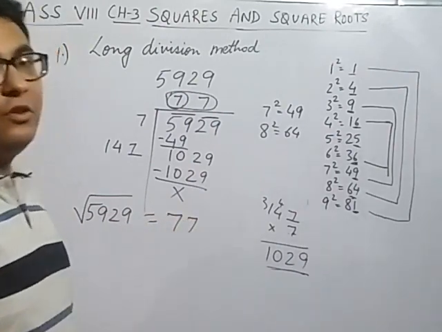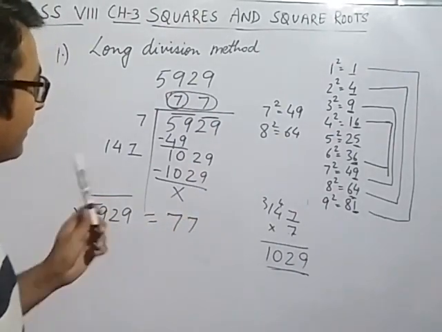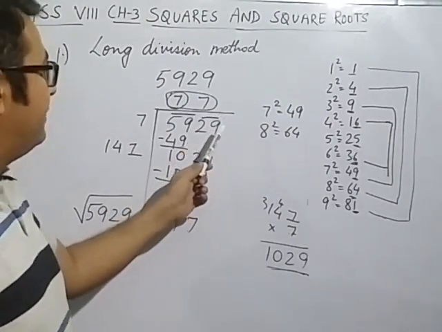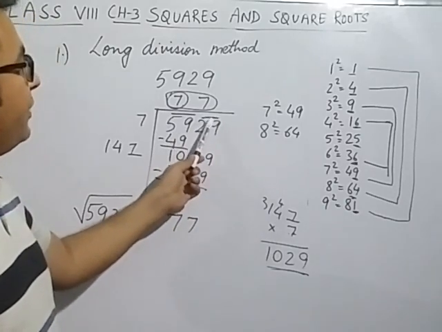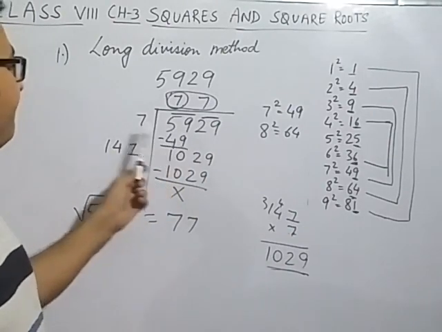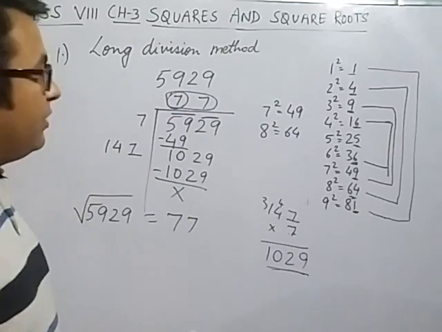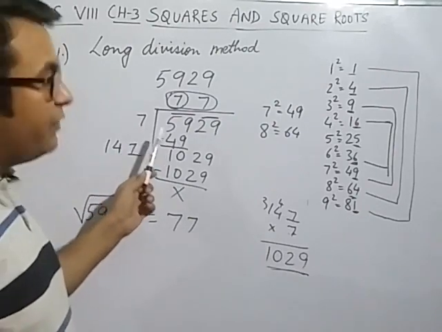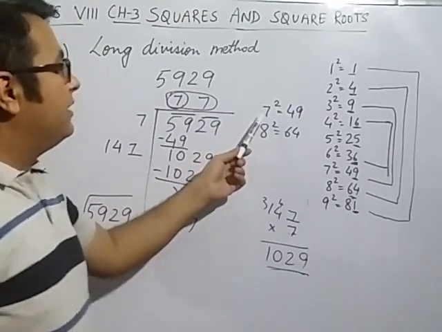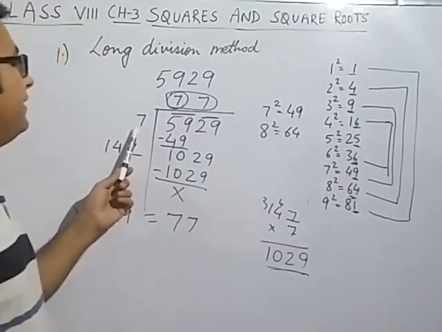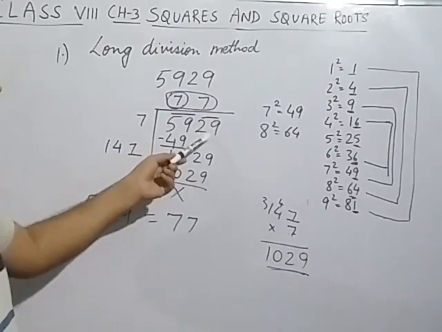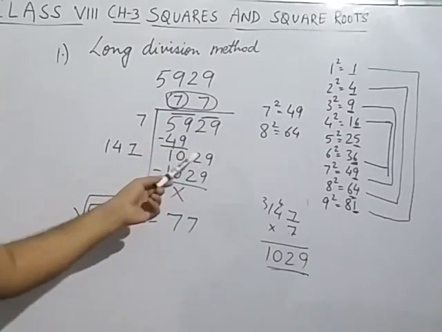This is the method of long division. I am repeating this method. First step, we will make pairs of 2 starting from the unit digit. So I got the pairing, first pair 29 and then 59. Next step, I will see the first pair, 59. Then I need to think, square of which number is either less than or equal to 59. So 7 square is equal to 49, so I have taken 7 square, 7 here and 7 here. After that I have subtracted, remainder is 10, and I have copied the other pair, 29. Now the number is 1029.